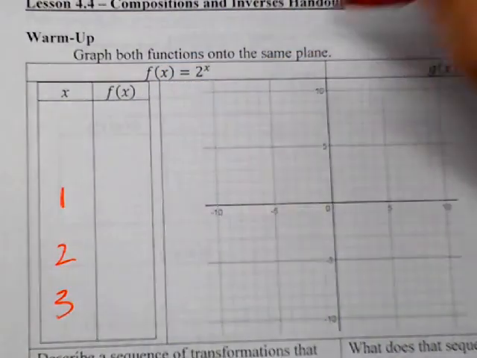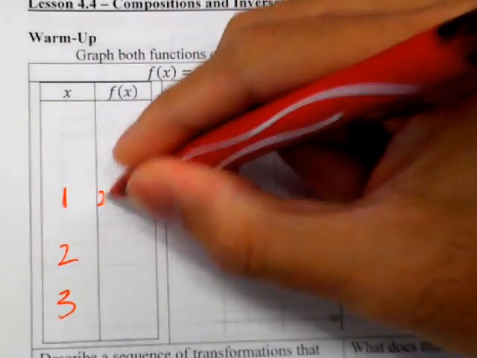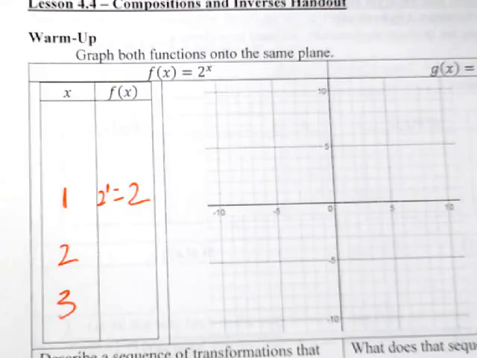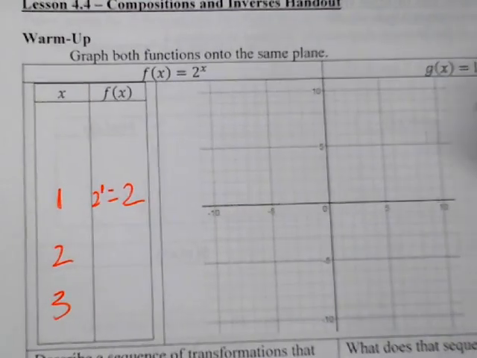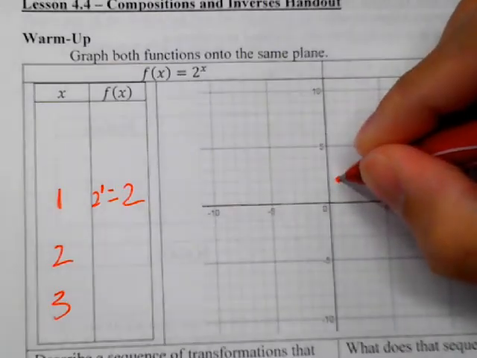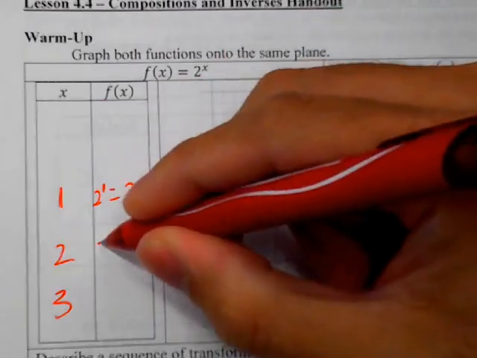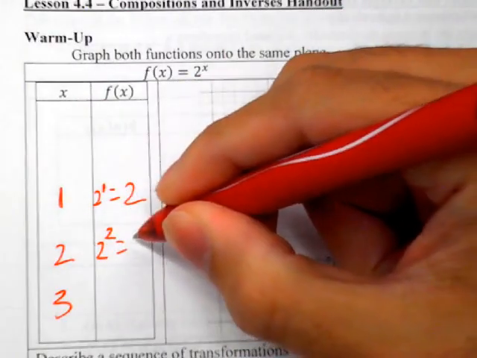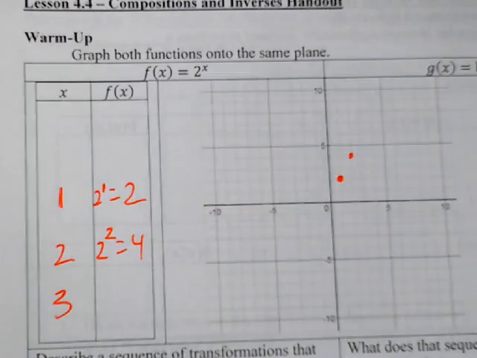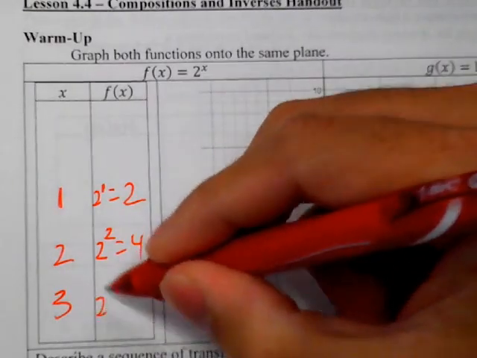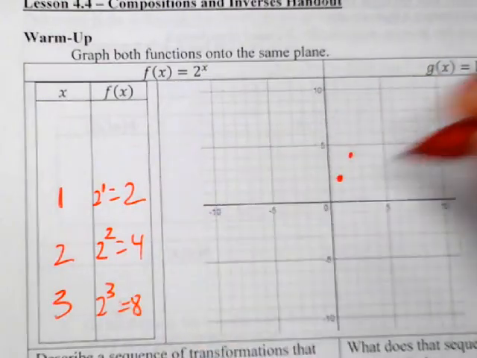Okay, so if you plug each of those into f of x first, 2 to the power of x becomes 2 to the power of 1, which is 2. So when x is 1, f of x becomes 2, so 1 comma 2. Then when x is 2, 2 to the power of x becomes 2 to the power of 2, 2 times 2 is 4, so 2 comma 4. Then when x is 3, 2 to the power of 3, 2 times 2 times 2 is 8.